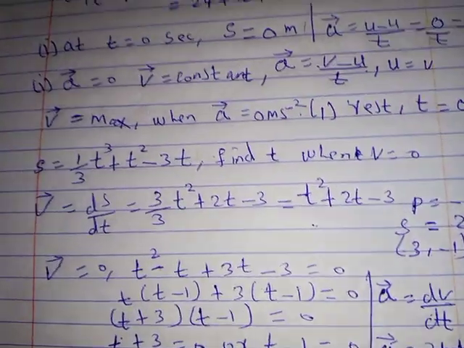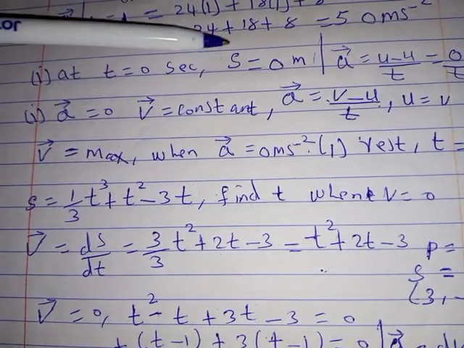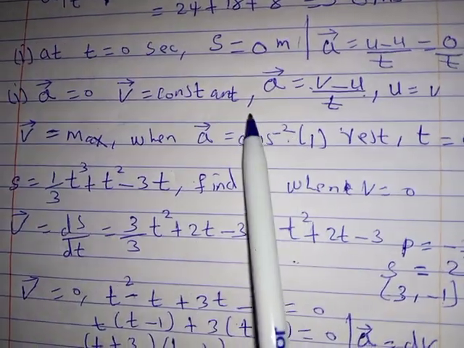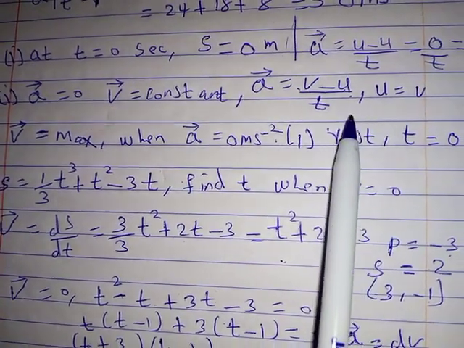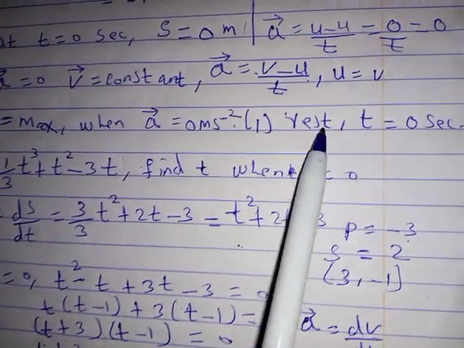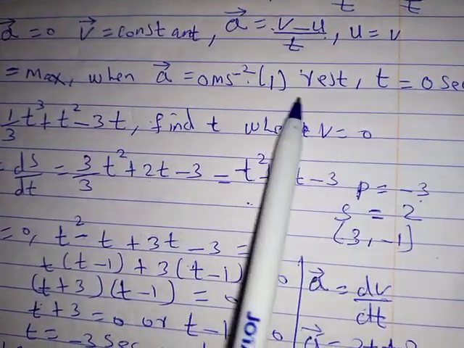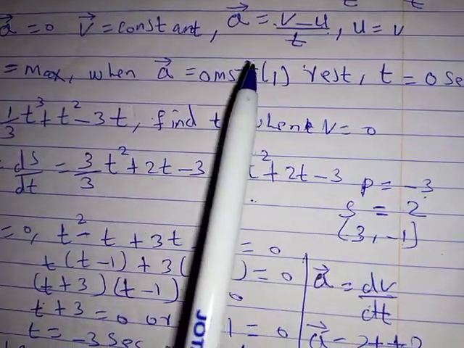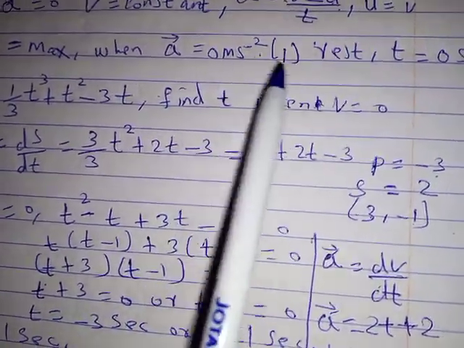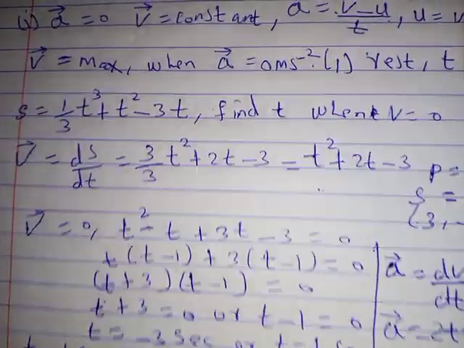So always remember this fact that at t is equal to 0, displacement is 0 meters. Acceleration is 0 when velocity is constant, because acceleration is given by the rate of change of velocity with time. So that is the fact we are using. Also, when we are told the body is at rest, know that the velocity is equal to 0. And know that velocity is maximum when acceleration is 0, because there is no change. So those are the facts which you need to master.